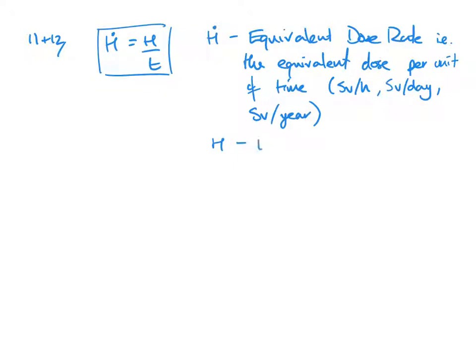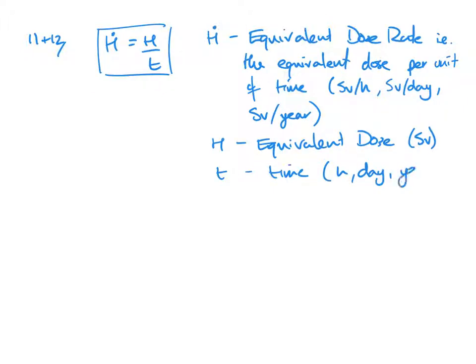So H is the equivalent dose, measured in sieverts, and T is the time, which could be measured in hours, days, or years. So a worked example.